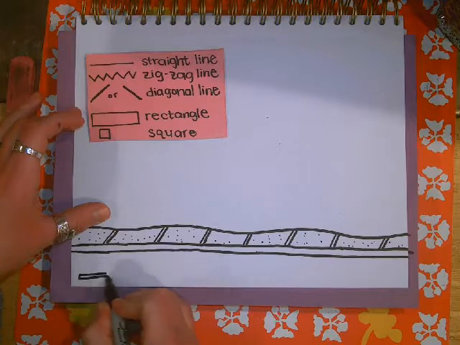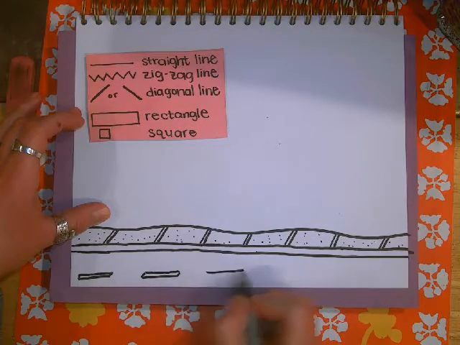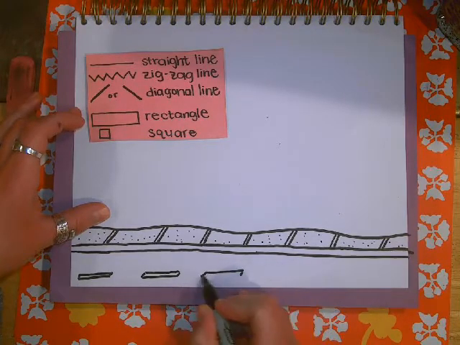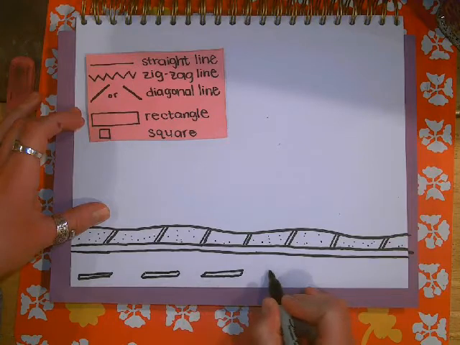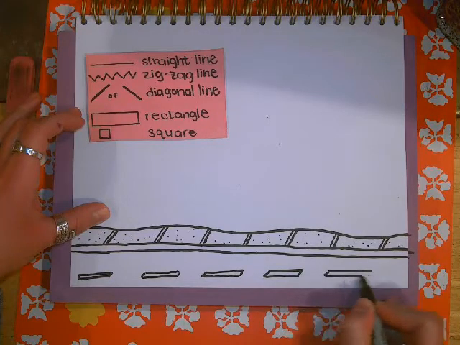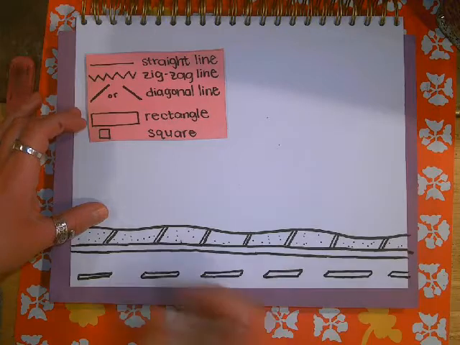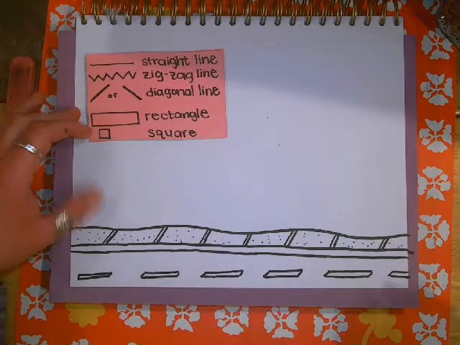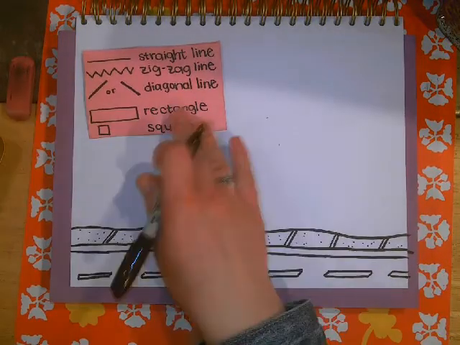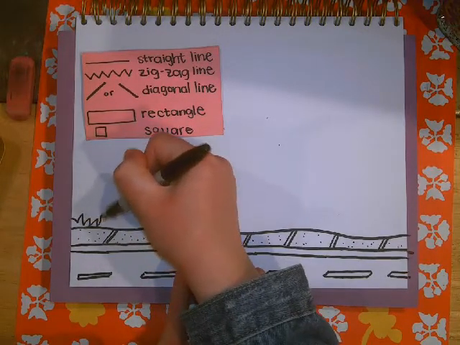And I will add a little rectangle with diagonal lines going across from my road. When you draw the lines diagonally on the sides, it looks a little bit more three-dimensional. And it's okay if you mess up a little bit. All right, let's continue.